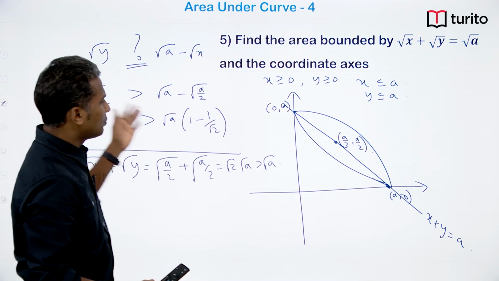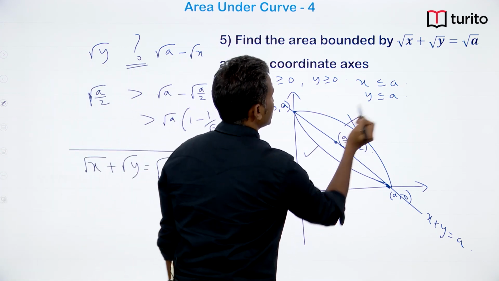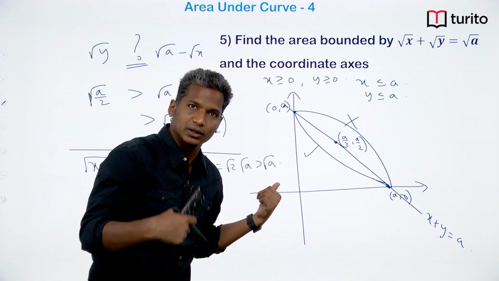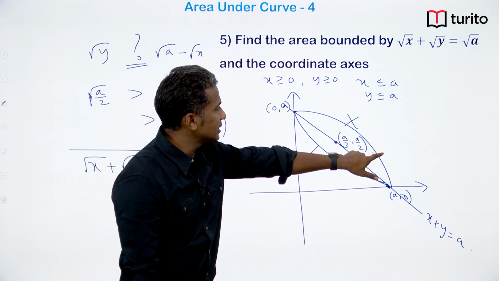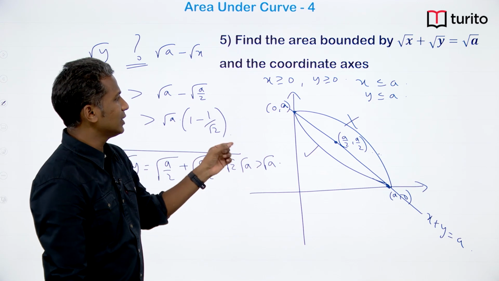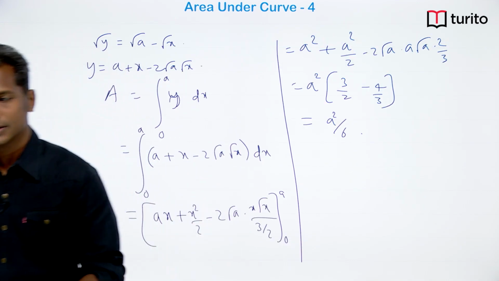Greater means the point is above the curve. So, that means this is the right option, this is the wrong option. If the point came to be below the curve, then that means this is the right option. So, here we got an idea of how to generate the graph also. Come on, make a note of this.